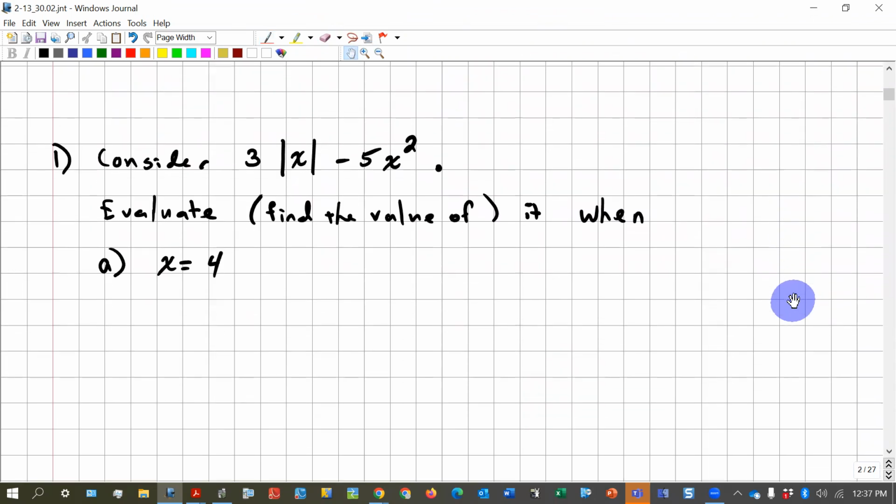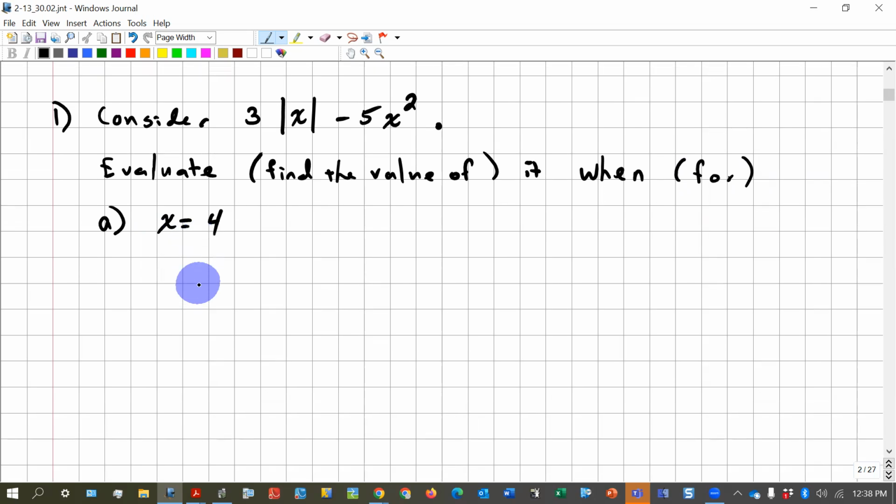So here's an expression. And the directions are to evaluate, in other words, find the value of that expression, when, or sometimes they say for, and then they give you the name of the variable and they give you a number to substitute in. So the first thing we're going to do is write down the expression exactly like it is.